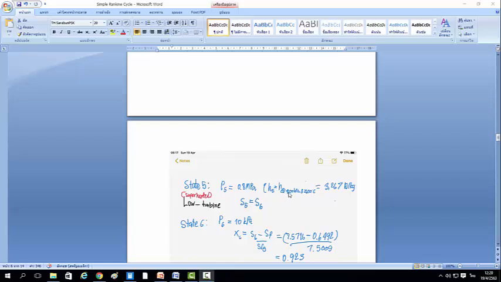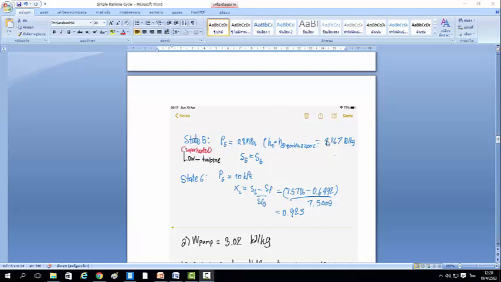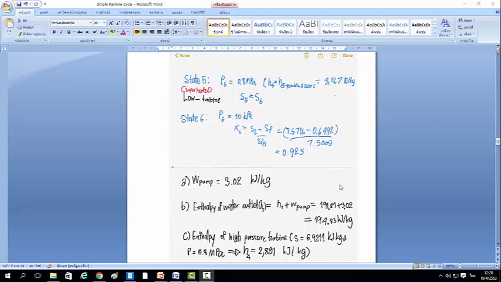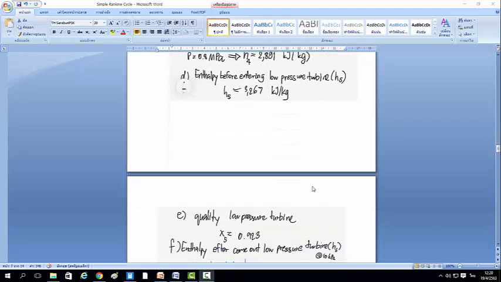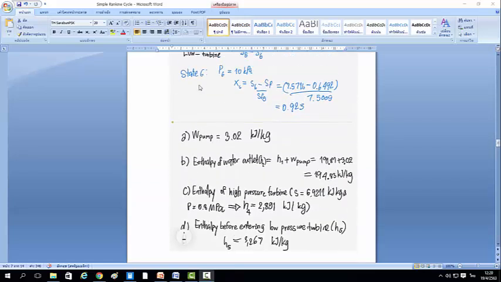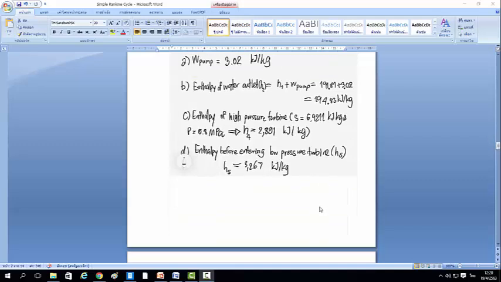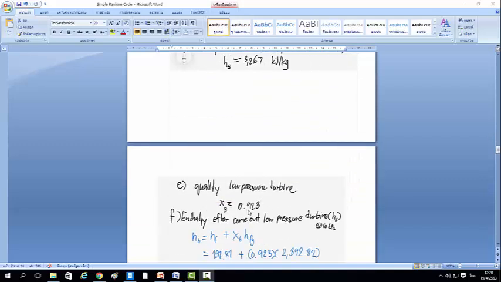H5 is at 0.8 megapascal and 400 Celsius. You will get a value. You get an entropy of 5. Then we want to know the quality that we already calculated from state 6. Just type it in here.